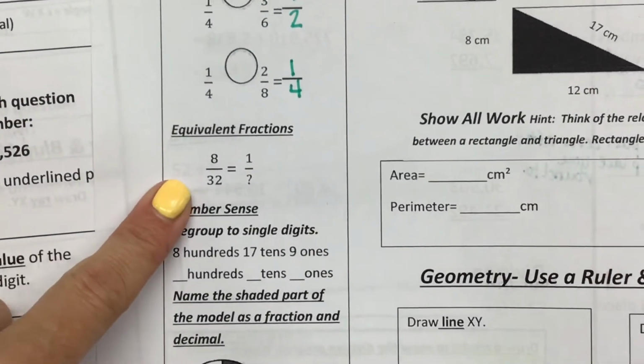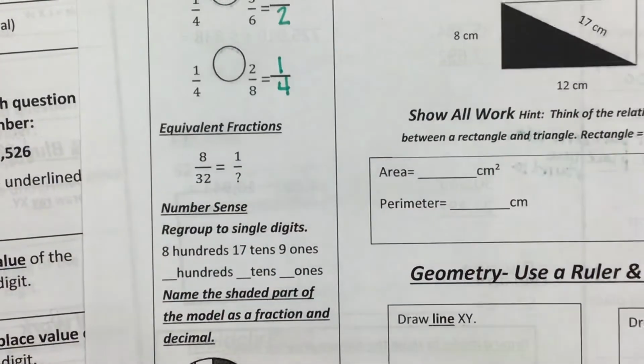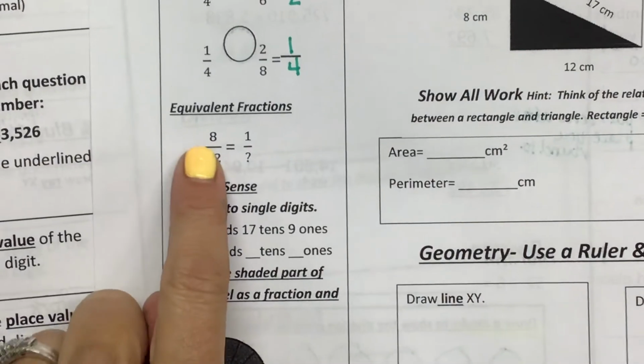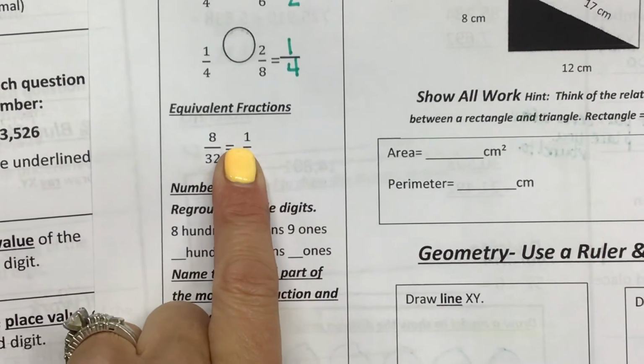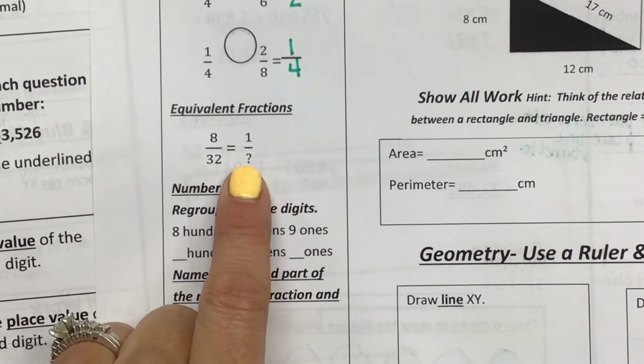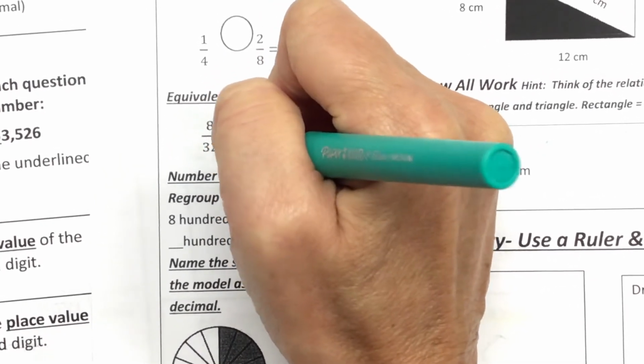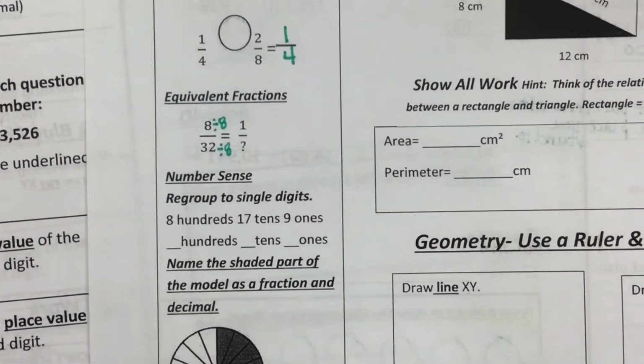Okay, here we need an equivalent fraction. I see people already starting. Let's do it together. To find an equivalent fraction, multiply or divide the numerator and denominator by the same number. Well, here they divided 8 by what to get 1? 8 divided by what equals 1? 8. So then you need to do 32 divided by 8 to come up with our equivalent fraction.